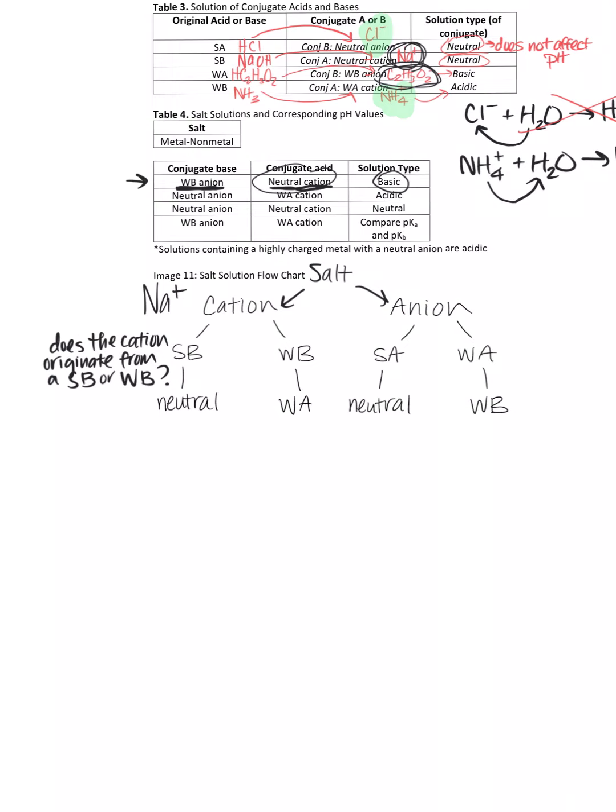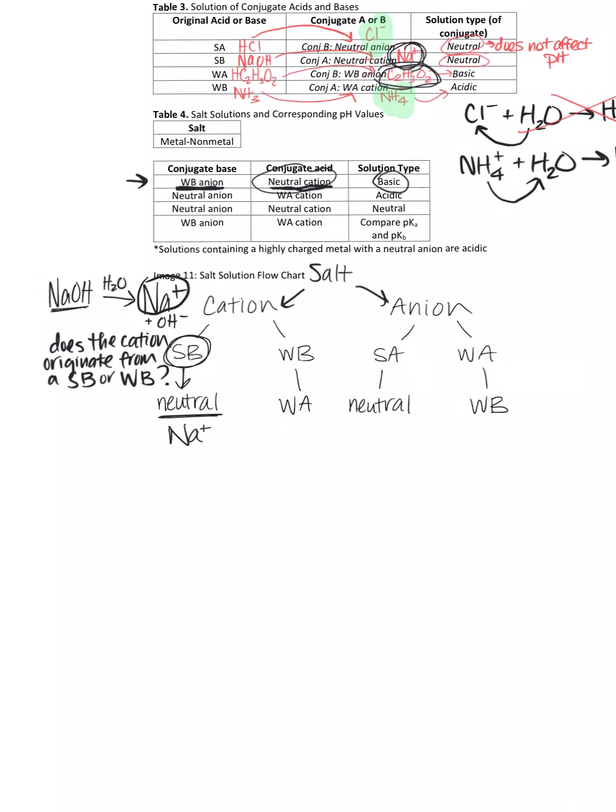Well, the only option for sodium to come from a base is if sodium came from sodium hydroxide and it went into water and dissociated into sodium ion and hydroxide, right? It's the only place that sodium could come from. Okay, so is sodium hydroxide then a strong or weak base? It's a strong base. Therefore, sodium itself is neutral. So the cation is neutral. Sodium plus is neutral.